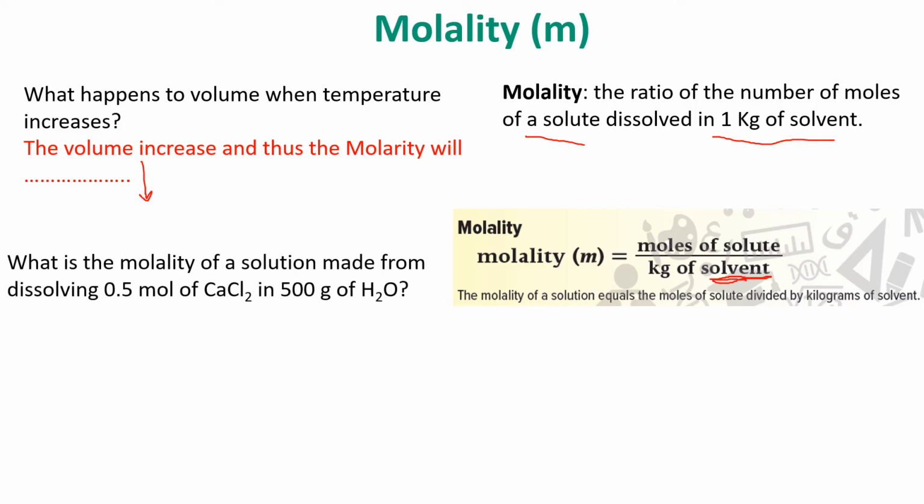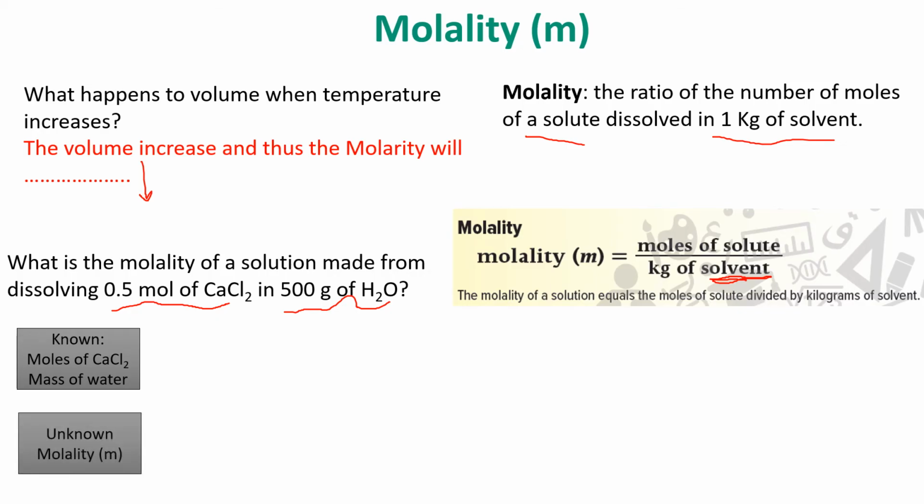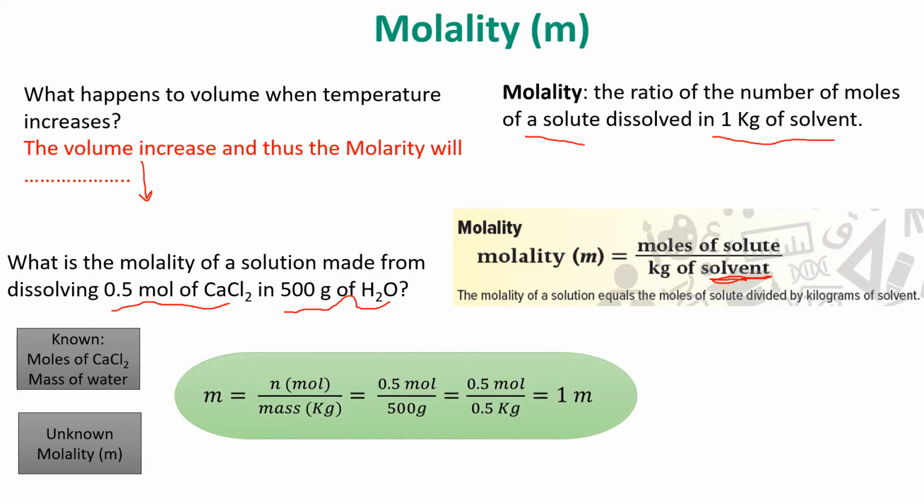Okay, so here's an example. What is the molality of a solution made from dissolving 0.5 mole of CaCl2 in 500 grams of water? So you know the moles of CaCl2 and the mass of water, and you don't know the molality. So if you write down the equation, molality equals moles over the mass in kilograms, just plug in the numbers. So it's 0.5 mole of the solute, CaCl2, over 500 grams of the solvent, which is water.